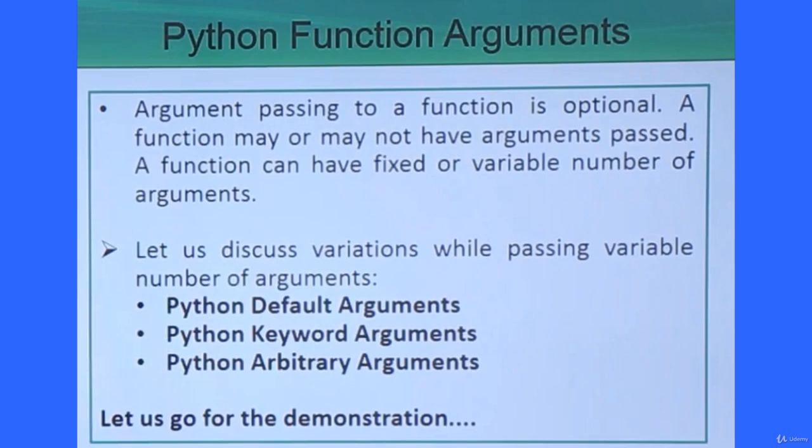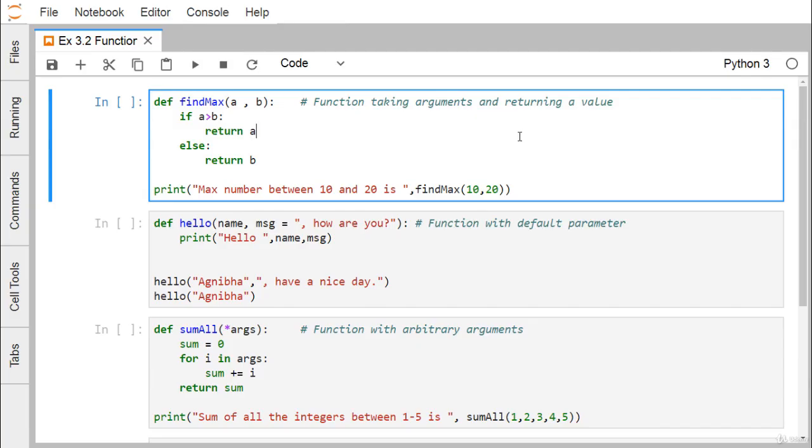A function may or may not have input arguments. Also, a function may or may not return anything. So here we are defining one function. The name of the function is findMax. It has a and b as input arguments. If a is greater than b, it returns a, that means the maximum one will be returned, and that's why the name of the function is findMax. Otherwise, it will return b.